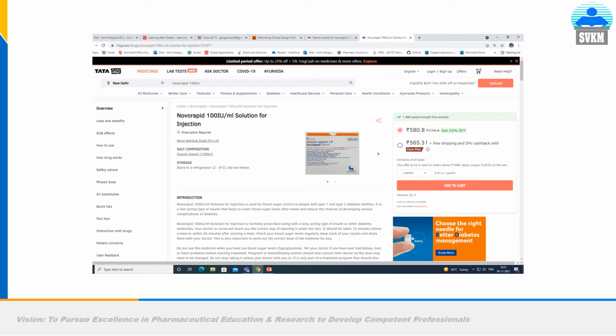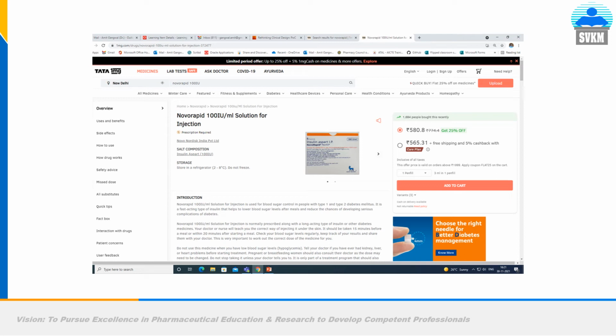So see here, this is a screenshot I have taken from the famous Tata 1mg, a famous online e-pharmacy in India. Suppose someone searches NovoRapid, a type of insulin injection by the company Novo Nordisk. The moment they click on NovoRapid, on the bottom right side you will get an advertisement or an informative blog on the topic, "Choose the right needle for better diabetes management."